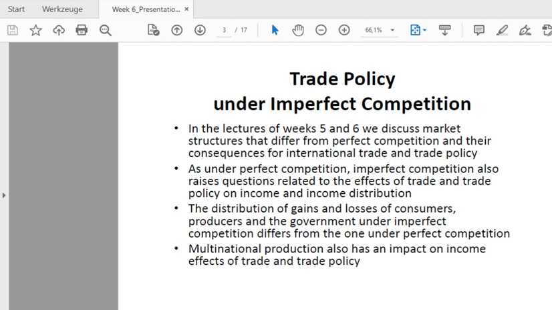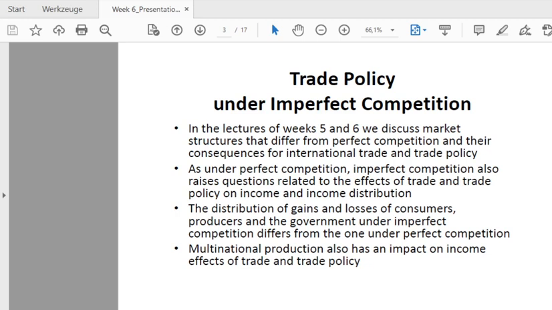Well, just as under perfect competition, imperfect competition raises very important questions related to the effects of trade and trade policy on income and income distribution. We have seen that trade and income distribution and the income of individual production factors like labor and capital are very important when we discuss trade.